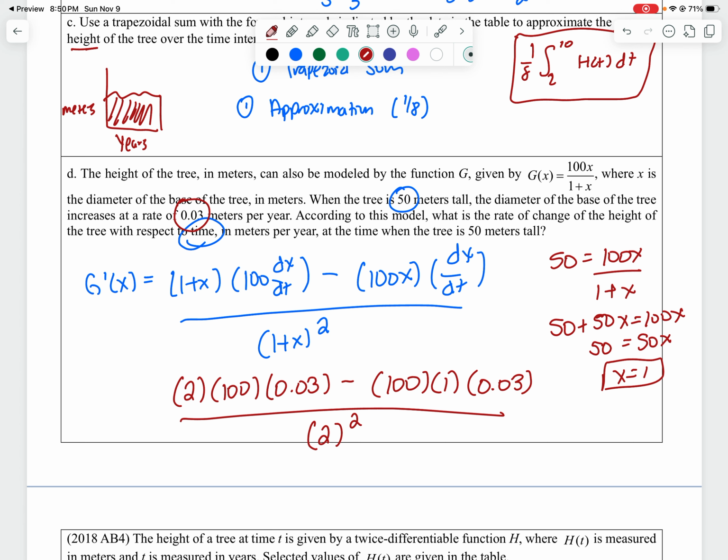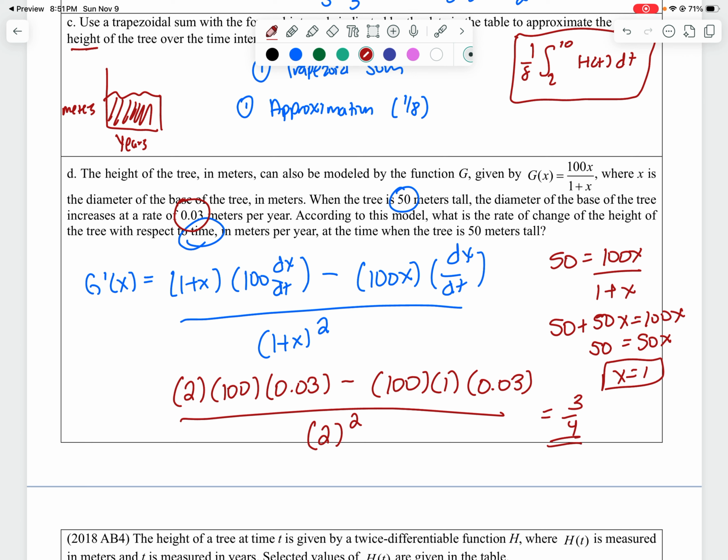A couple of us did plug and chug. A couple of us simplified this, got it wrong, which meant that they didn't earn the answer point. And then a couple of us had too many parentheses where whenever I typed it onto Desmos, it gave me an incorrect answer. This was supposed to be 3/4.